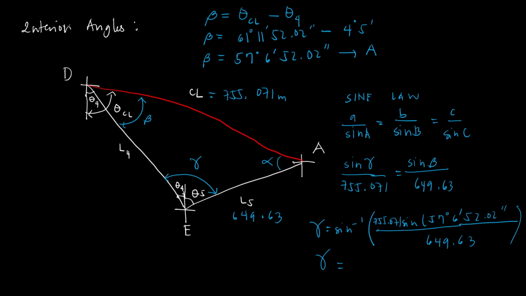755.071. Ayan. 0.071 sine. So, alpha D, yung store natin sa D kanina, yun ay alpha A pala. Alpha A, yun yung beta natin. So, 649.63. And then, makukuha natin na gamma, that is 77 degrees, 26 minutes, 12.96 seconds. Ayan, so nakuha na natin yung gamma, beta, and then yung alpha.